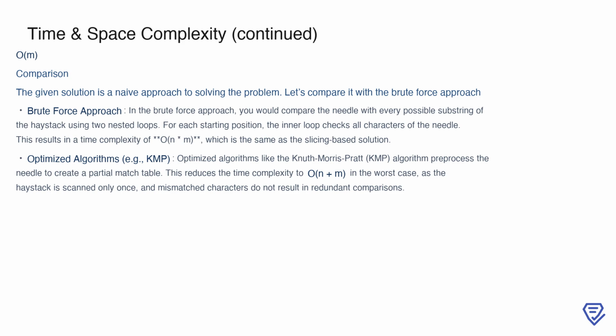However, more optimized algorithms exist. For example, the Knuth-Morris-Pratt algorithm, or KMP, pre-processes the needle to create what's called a partial match table. This pre-processing allows the algorithm to avoid redundant comparisons when mismatches occur, scanning the haystack only once. The result is a significantly improved time complexity of O(n + m) in the worst case. While our slicing-based solution is simpler to implement, it's not as efficient as these optimized approaches for larger inputs.